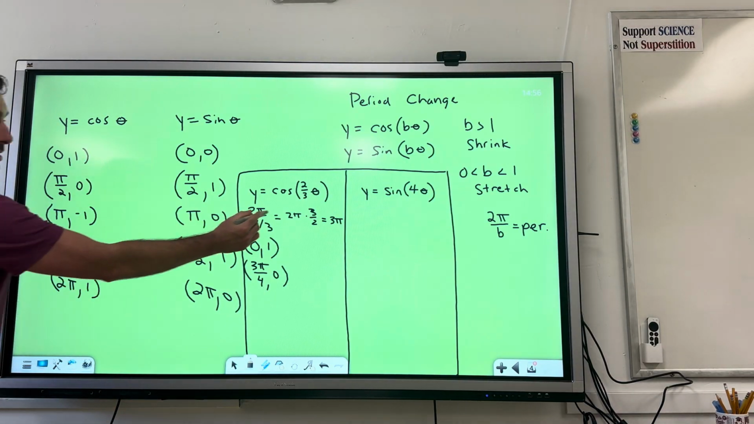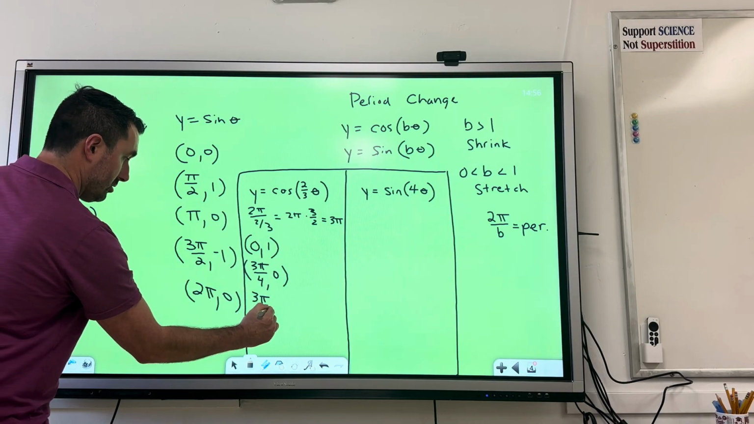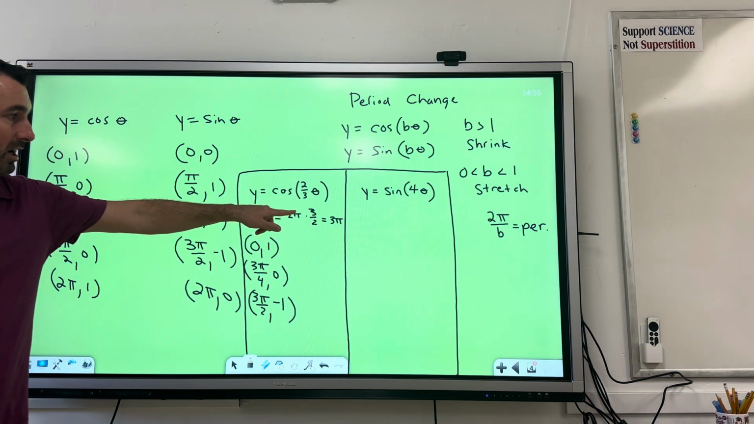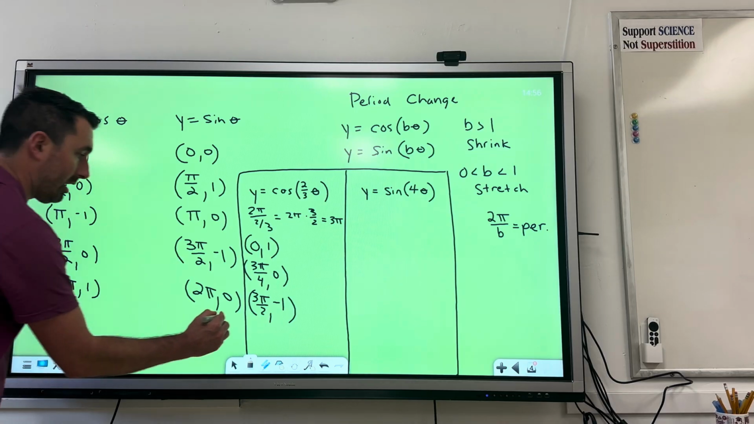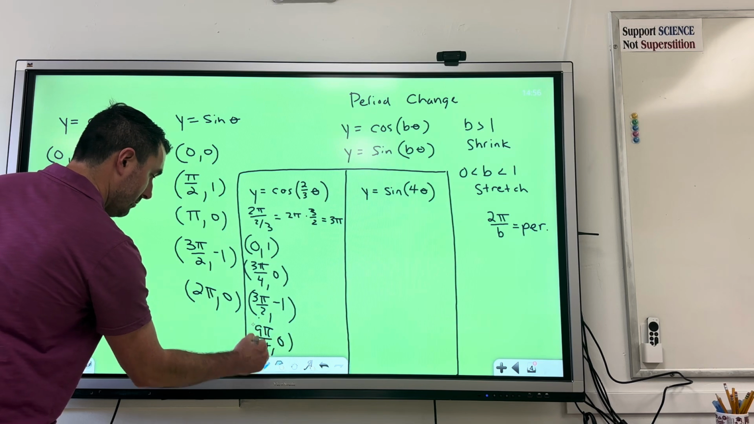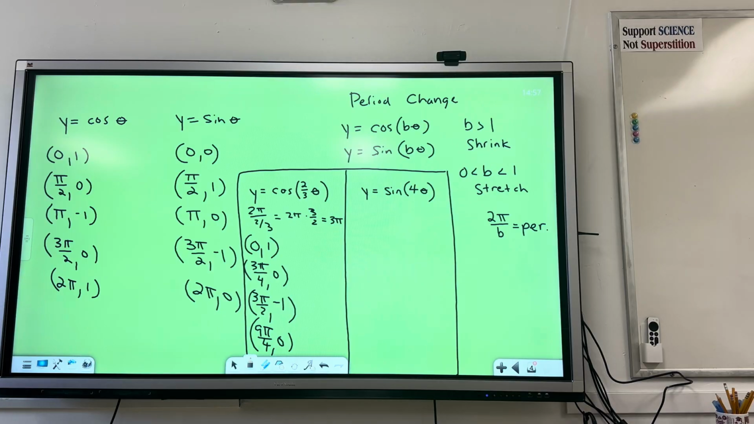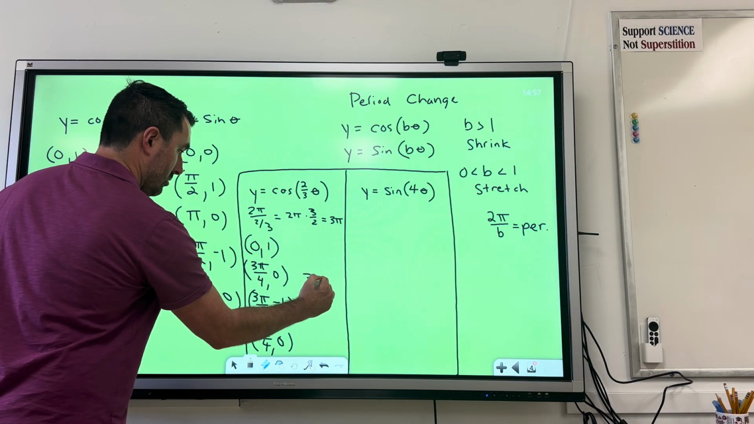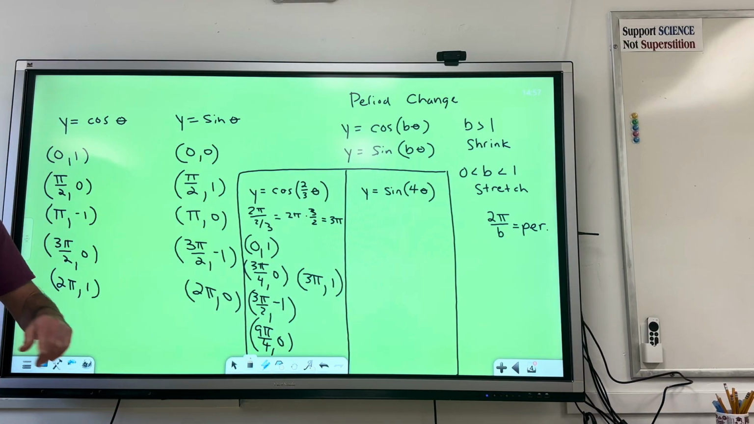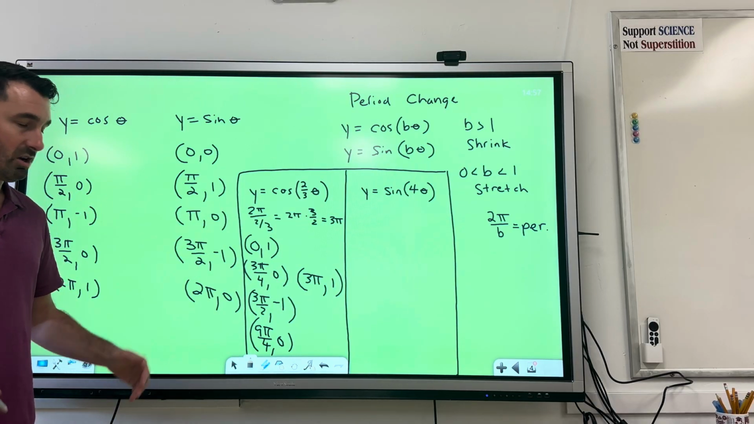Pi times 3/2, otherwise known as divided by 2/3, would be 3 pi over 2, and we keep the -1 there. 3 pi over 2 times 3 over 2 is 9 pi over 4, so we get 9 pi over 4, comma 0. And then finally 2 pi times 3 over 2 will give us 3 pi, comma 1. Assuming we didn't do any shifting, it's clear that we went from 0 to 3 pi, so it matches our period, and everything's good.